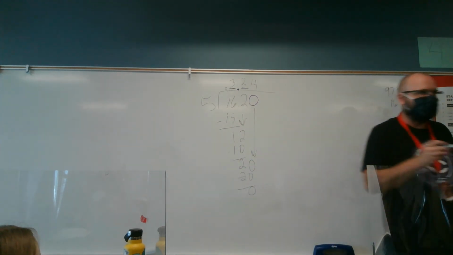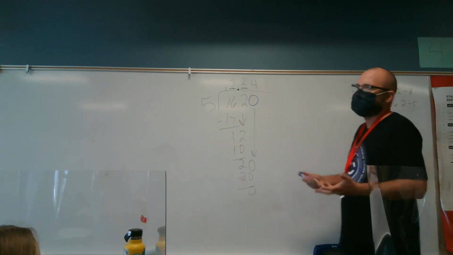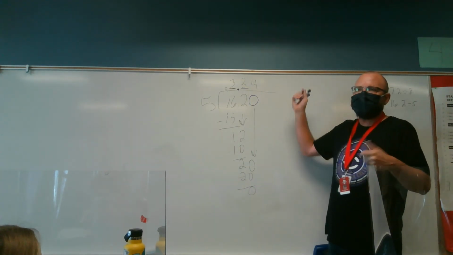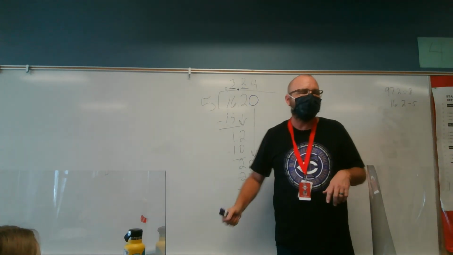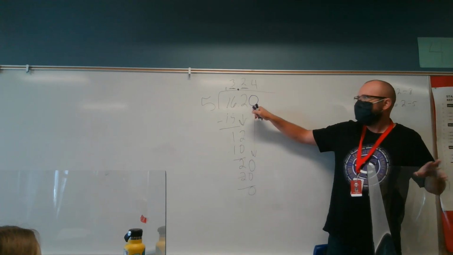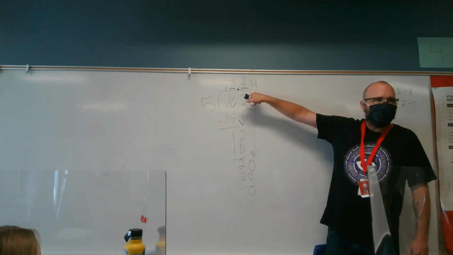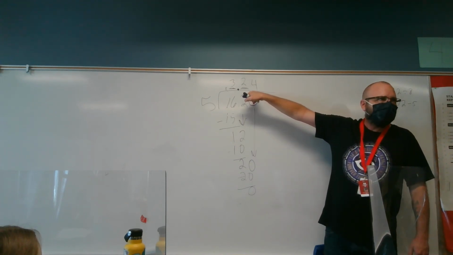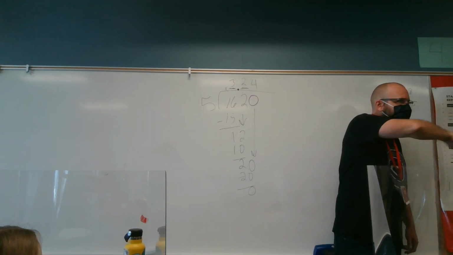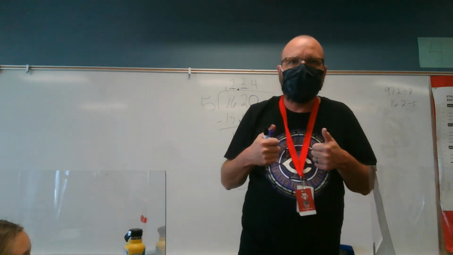Now I can add zeros as many times as I want, because it's not going to change the value. Usually it's going to ask you maybe to go out 3 places and then round. But you're not going to have a remainder. You don't want to do that. You're going to end up with decimal numbers. Questions? No. All right, thanks guys. Appreciate it.